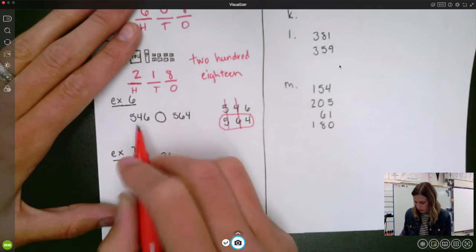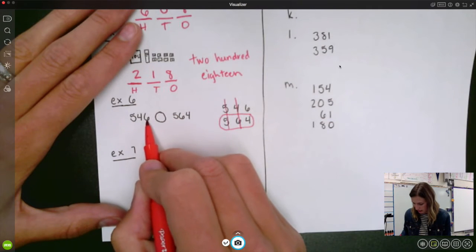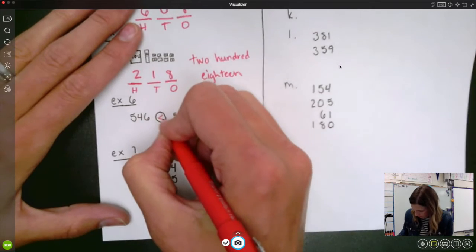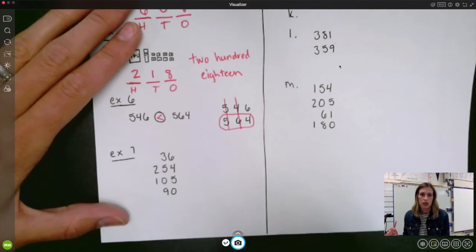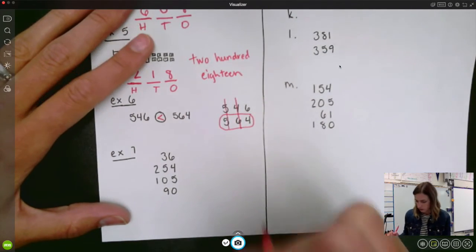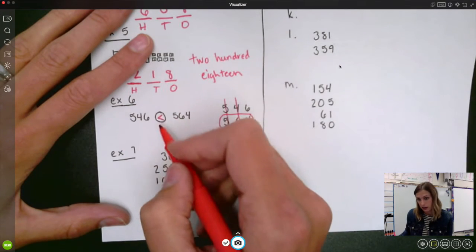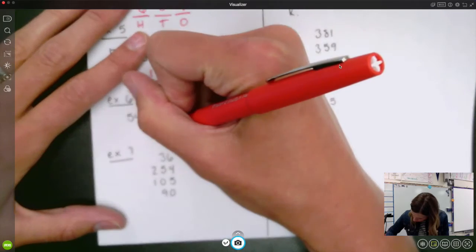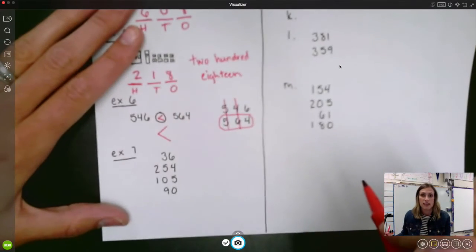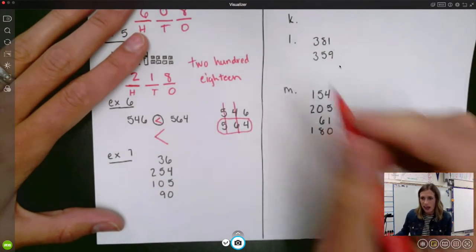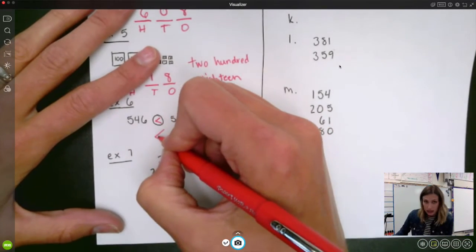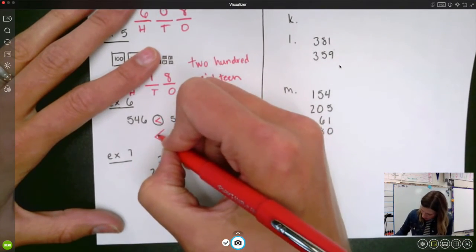So 546 is less than 564. 564 is the bigger number. Now, if you've ever heard your teacher use an alligator analogy here, think of this less than or greater than sign. Think of it like an alligator. An alligator is always hungry, so they're trying to eat the most that they possibly can.